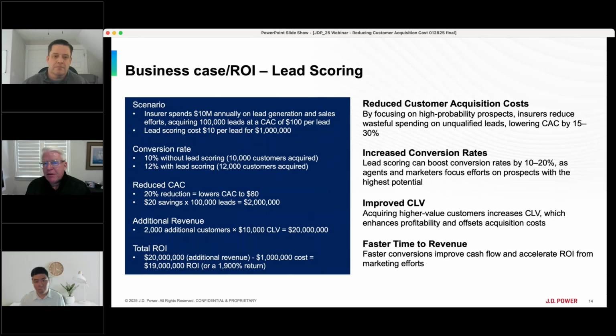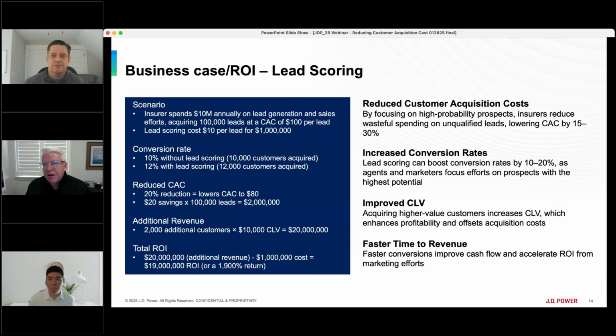Another way to think about this is that with lead scoring, you're going to increase your conversion rates because you're not spreading peanut butter anymore in terms of your marketing spend. You're focusing your marketing spend on the highest probability switchers, and then you're matching that with the marketing messages that are most likely to resonate with them. So you can actually see conversion rates boost by 10 to 20%, which also adds to the ROI story.